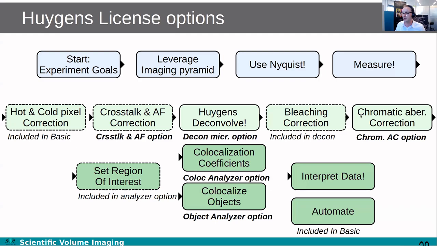Chromatic aberration correction has its own option. Regions of interest are included with the analysis options. And there we have one option for the colocalization analyzer and another one for the object analyzer. And finally, there's the automation that I've been talking about that is also already included in the basics. If you don't know yet, your Huygens Slices automatically enables you to do batch processing, crunch your data sets, and really process a lot of data this way.